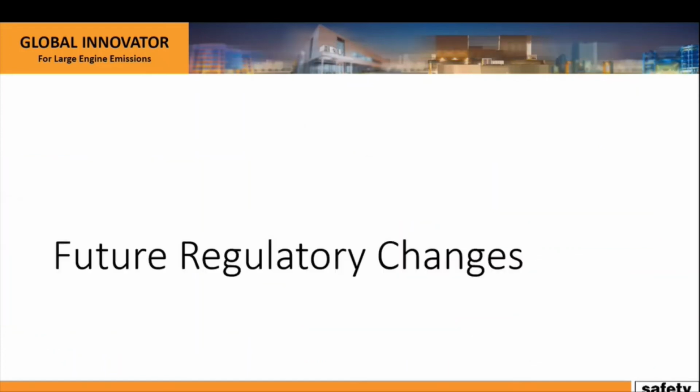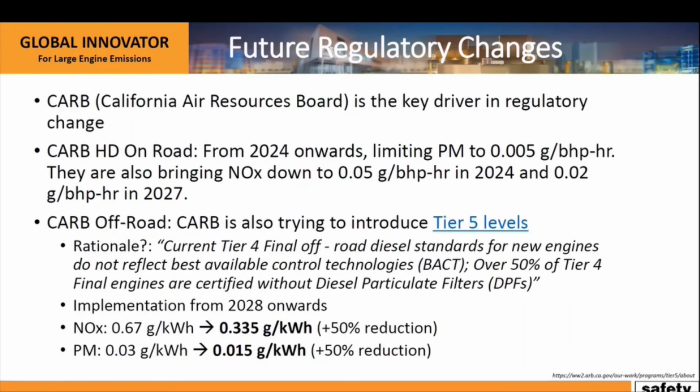And so that said, let's talk a little bit about some of the upcoming changes, at least as we know them today. Again, CARB is really one of the key drivers here. For the on-road industry, there are some changes scheduled. For 2024 and onwards, PM should be limited to 0.05 grams per brake horsepower, so half of what it is today. They're also bringing NOx down to 0.05 in 2024, and then in 2027, further down to 0.02.